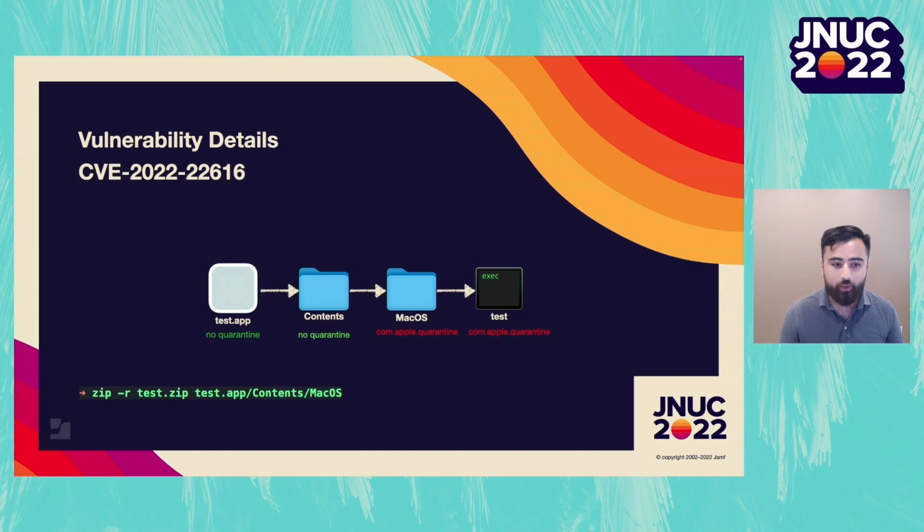Taking this a step further, we can see that if we point it at test.app/contents/macOS and then download it from the internet, upon extraction, we see that there's no quarantine attribute applied to test.app or on the contents folder. Similarly, we can point it at the binary itself, in this case test, and we see that no quarantine attributes are being applied, only being applied to the binary itself, which we pointed it at.